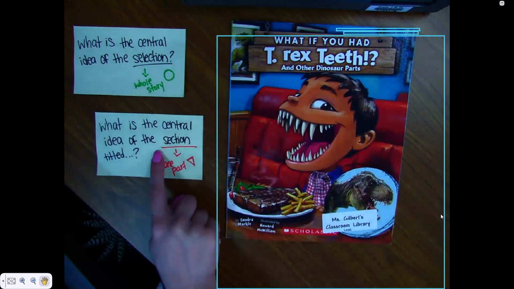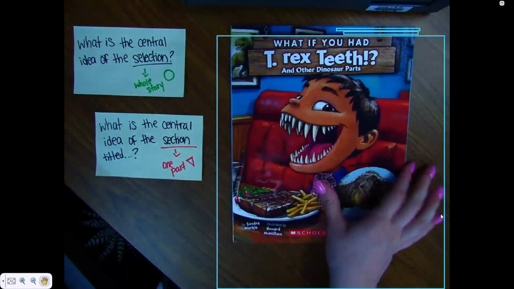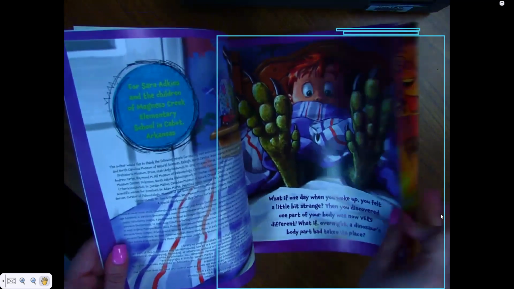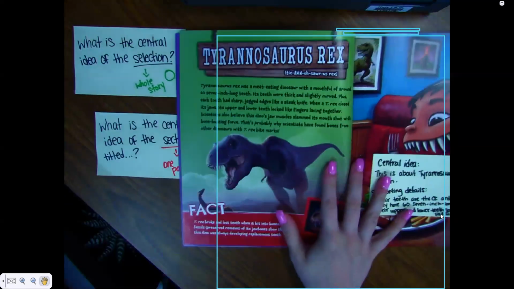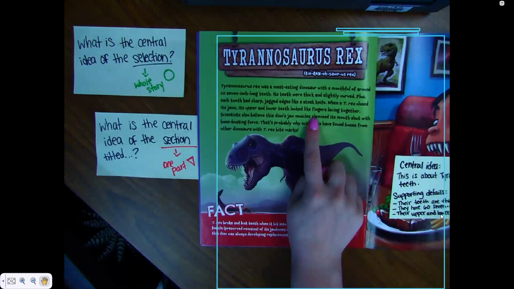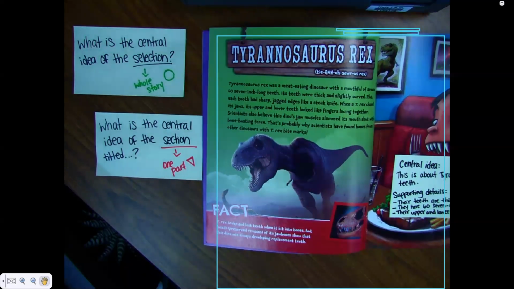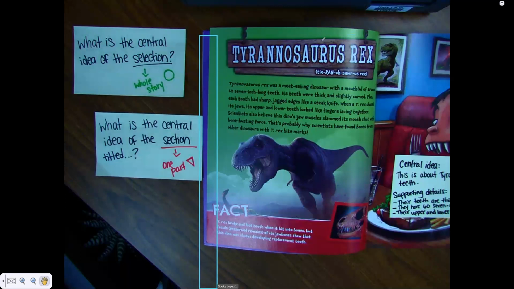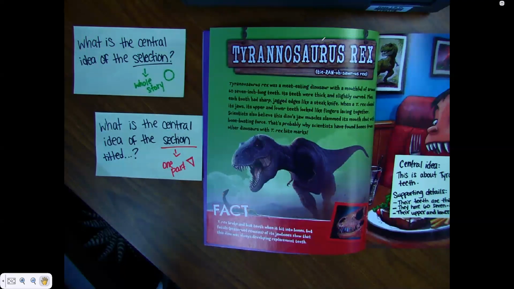Versus if I say, what is the central idea of the section titled Tyrannosaurus Rex? I just want to know about this part. I don't want to know about the whole book. So in this case, you're going to tell me this is about the Tyrannosaurus Rex and their teeth. You're not going to tell me it's all about dinosaurs and dinosaur parts. Well, that's not true, right? It's not about the whole thing. Okay.